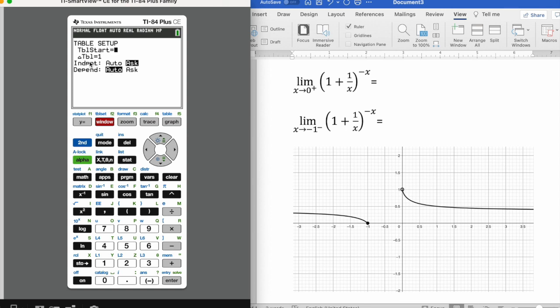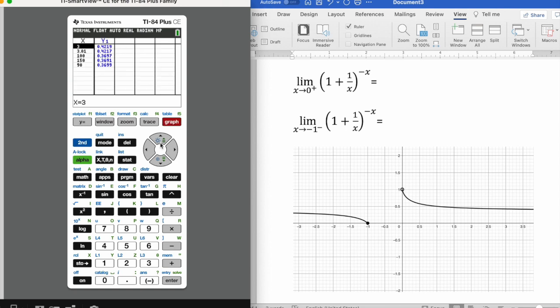So once the calculator asks the user what the x value is, the calculator will automatically tell you what the y value is. So we have it set up. So now we're going to go to the table by hitting second graph. And now we can start plugging in values.